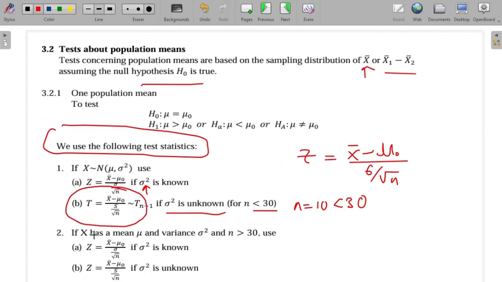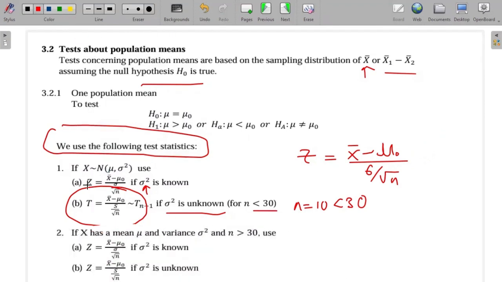And then there are other cases. You can have that your X has a mean mu and a variance sigma squared, meaning here that the variance is known. The variance you have, the mean you have, and the sample has a size which is greater than 30. So the sample size maybe is 31, 40, whatever number is greater than 30. If the variance is known, then you are going to use these statistics here, same as this one here. And then if the variance is unknown?